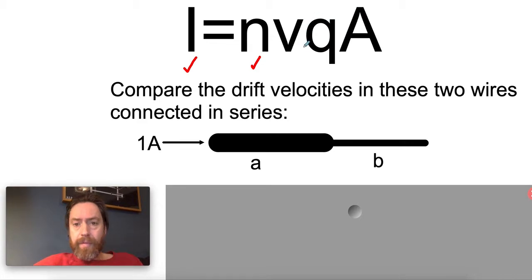Right. What about q, the charge on each charge carrier? Well, that's going to be the same as well, isn't it? Because they're just electrons. So that's the same. So what does that leave us with? Well, we know that the area is different. We know the current is the same. So what we can say is that the area as it goes from A to B has gone down. If the area has gone down, to keep the current the same, the drift velocity must go up.